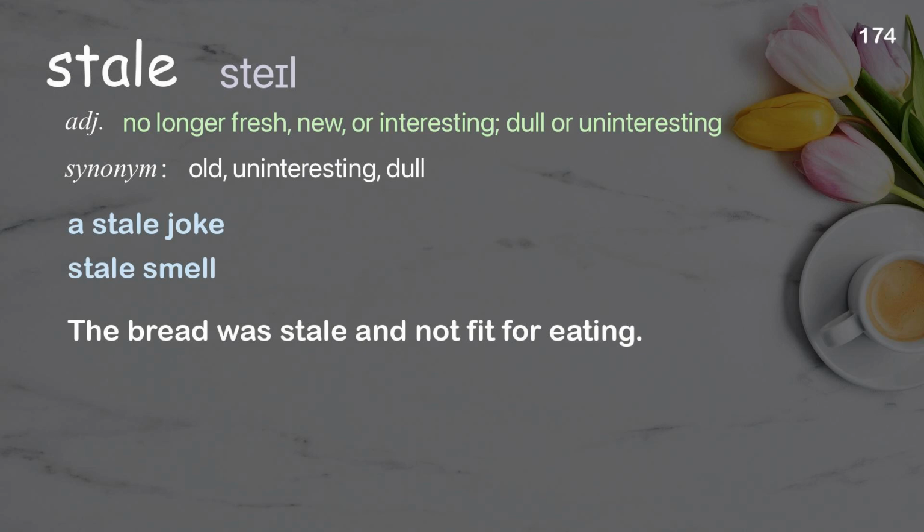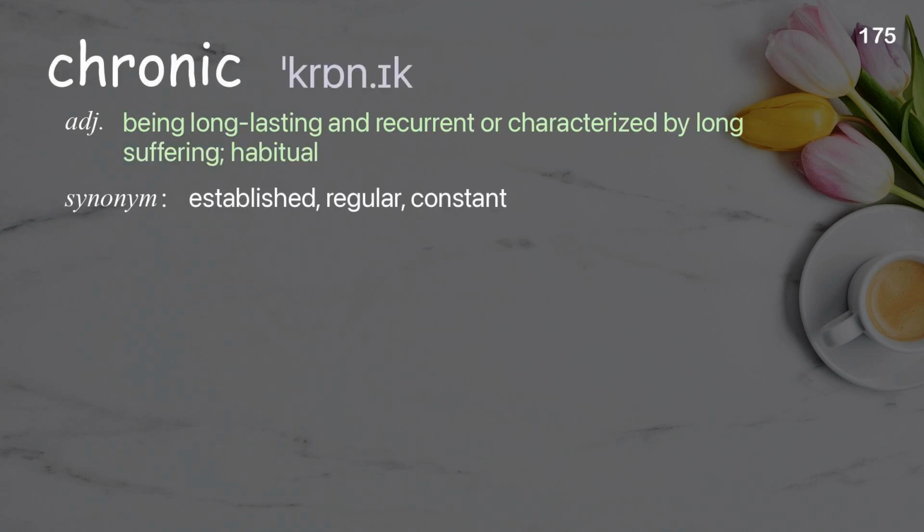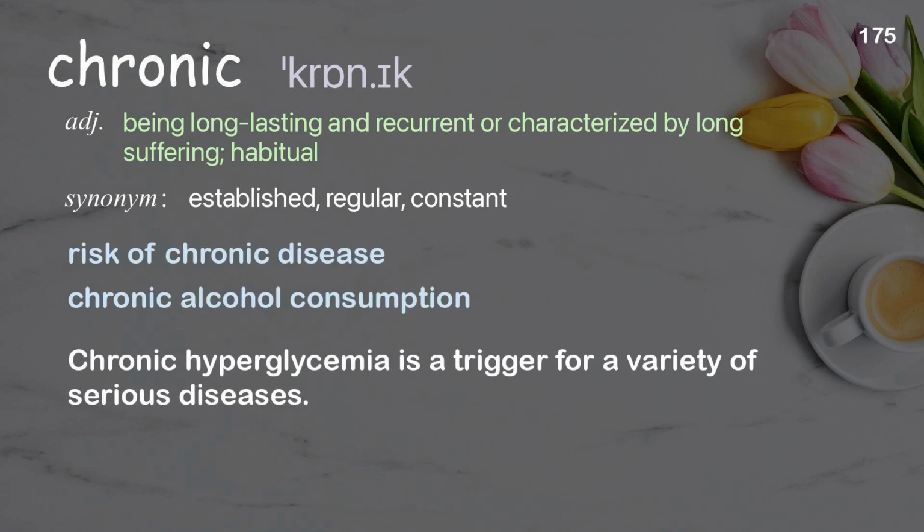Chronic. Being long-lasting and recurrent or characterized by long suffering, habitual. Examples: Risk of chronic disease. Chronic alcohol consumption. Chronic hyperglycemia is a trigger for a variety of serious diseases.